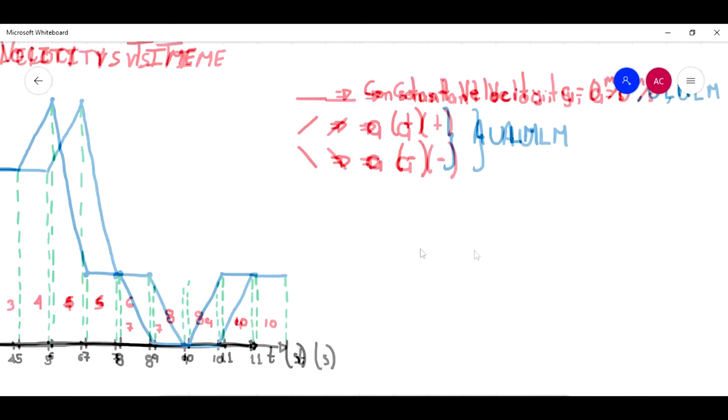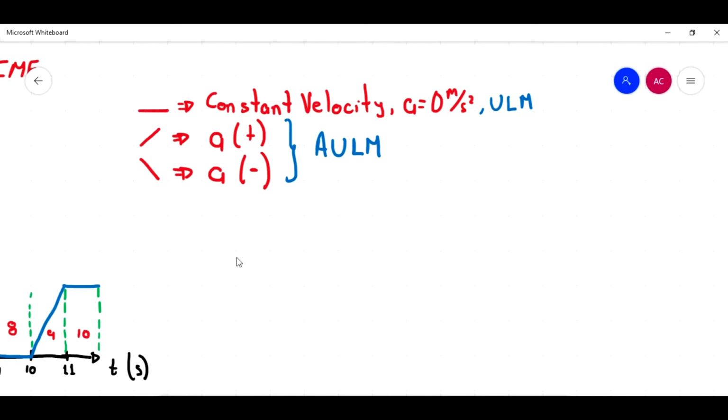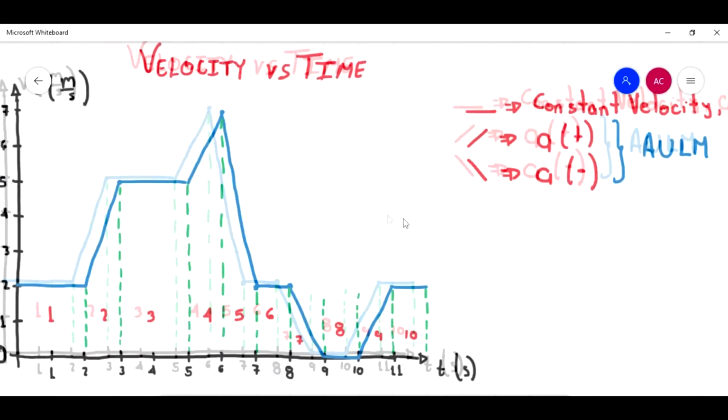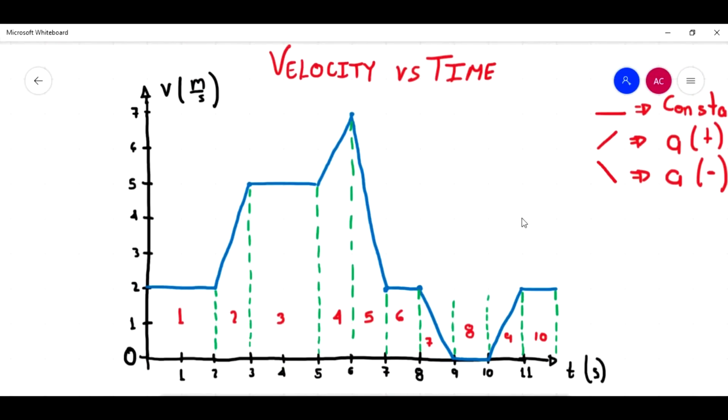Those are the two different types of motion that we are going to have: constant velocity, and the one that has acceleration, which could be positive or negative. For example, I can write that this is ULM, uniform linear motion. Remember, that means constant velocity.